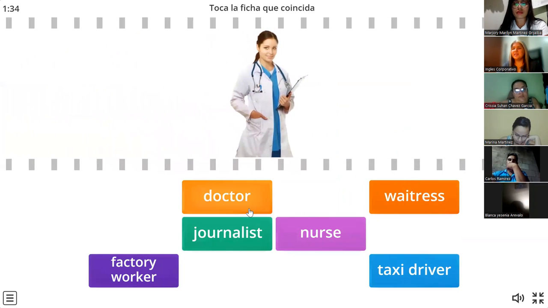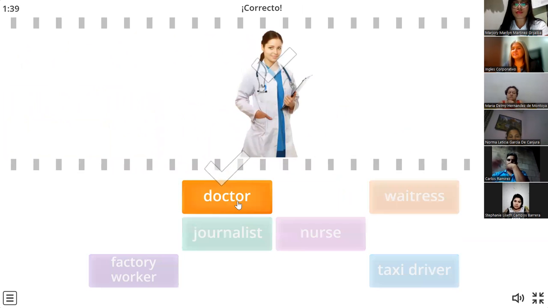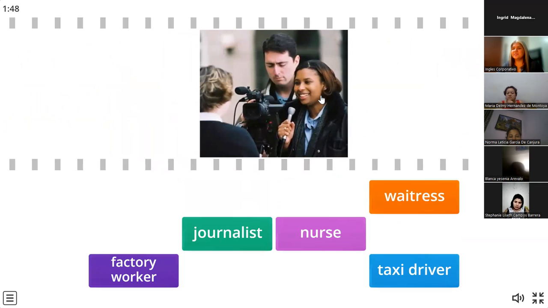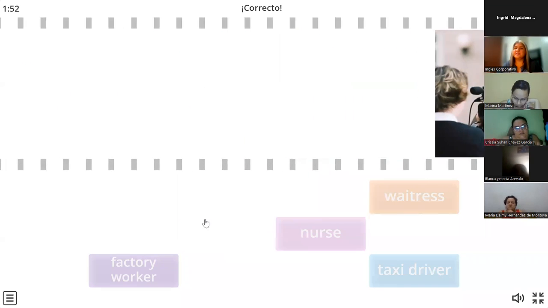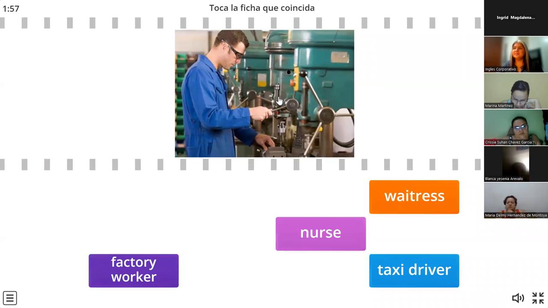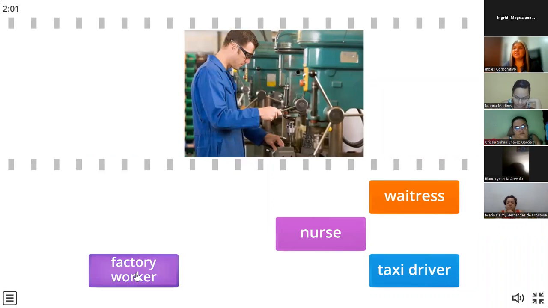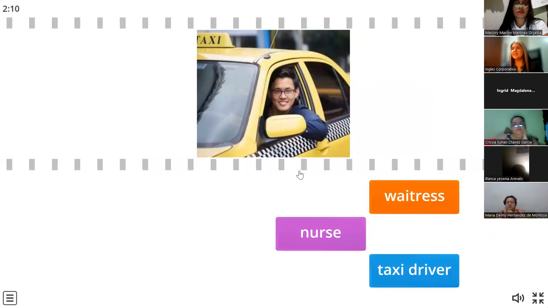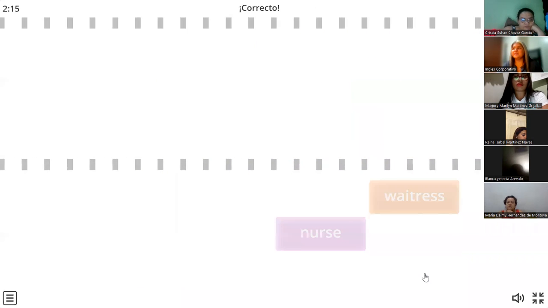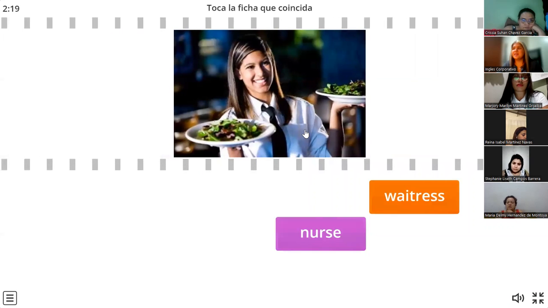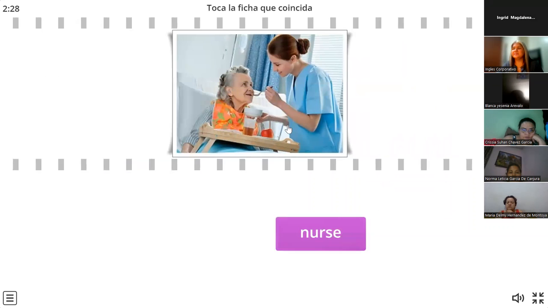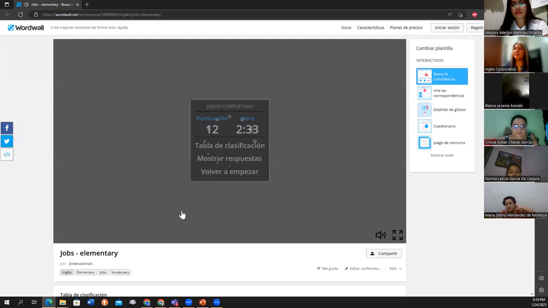Okay. She's a doctor. Yes, doctor. What about her? She's a journalist. Journalist. Okay. What about him? The factory worker. Yes. Factory worker. Okay, he's a taxi driver. She is a waitress. Okay. Waitress. And nurse. She's a nurse. Okay. Very good. Did you find new words here?